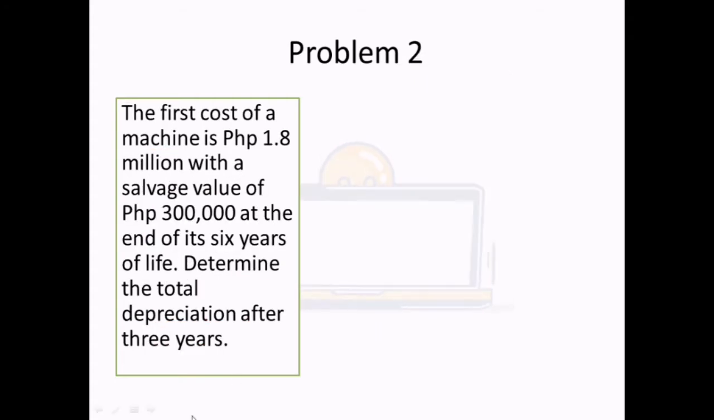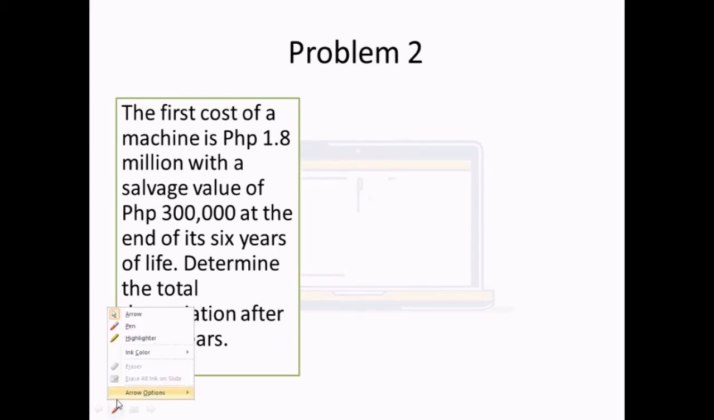So next, problem number 2. The first cost of a machine is 1.8 million pesos with a salvage value of 300,000 pesos at the end of its 6 years of life. Determine the total depreciation after 3 years.